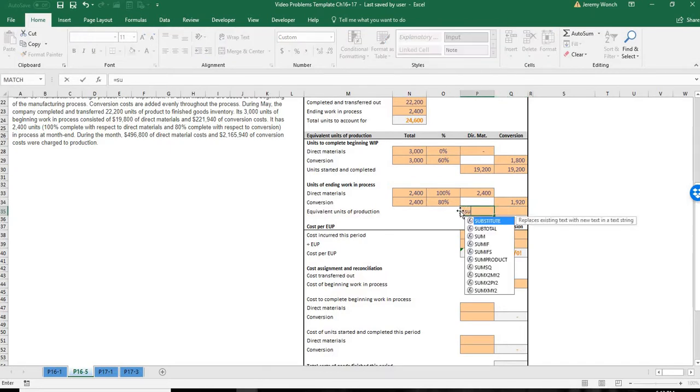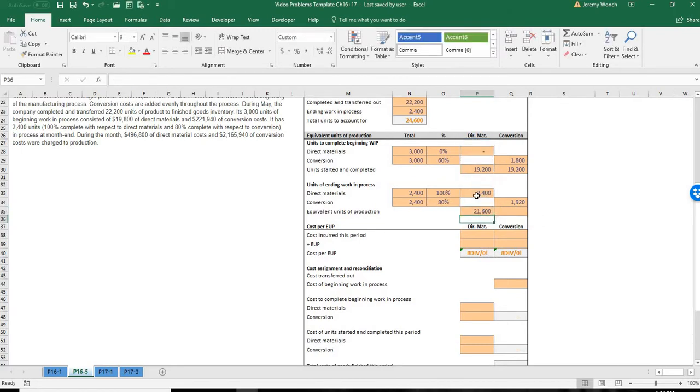So now our equivalent units of production, I just want to add up all this. So our equivalent units, we have equivalent units for direct materials, which is 21,600, and equivalent units for conversion cost of 22,920.